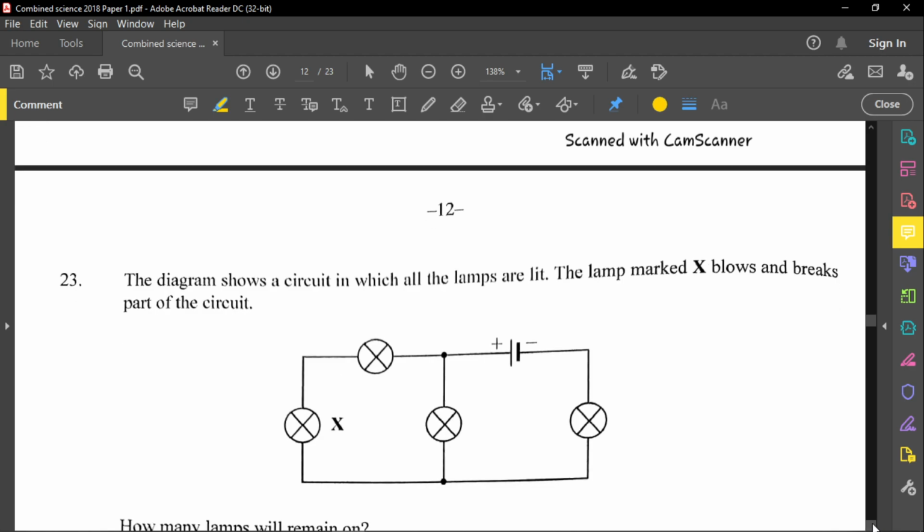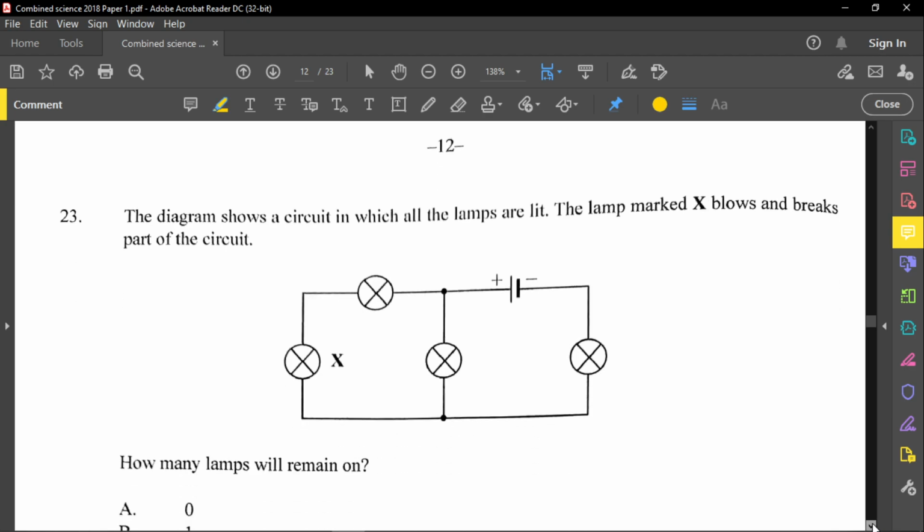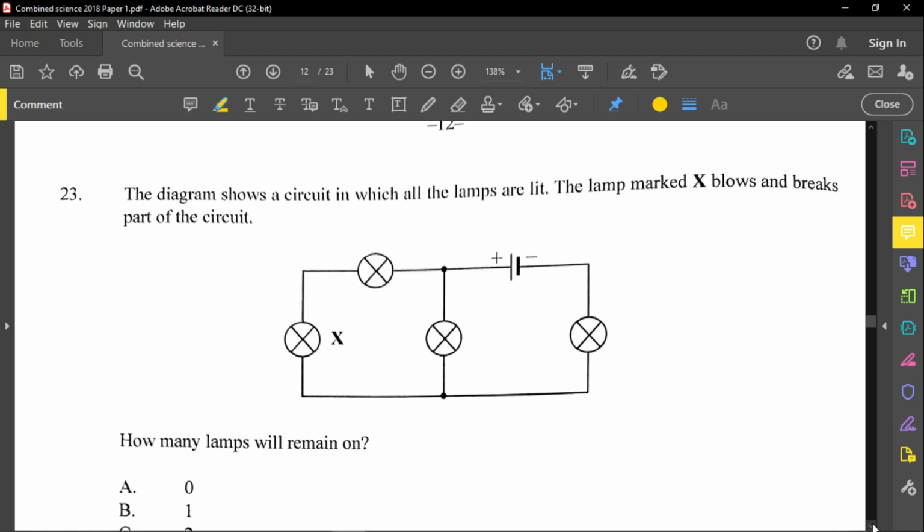Question 23. It says the diagram shows a circuit in which all the lamps are lit. Lamp X blows and breaks part of the circuit. So let's take lamp X out of it. Lamp X is no longer in the circuit, so it's not working.